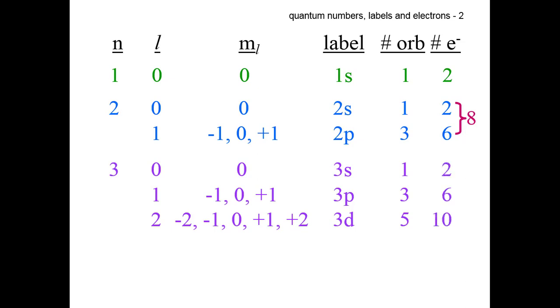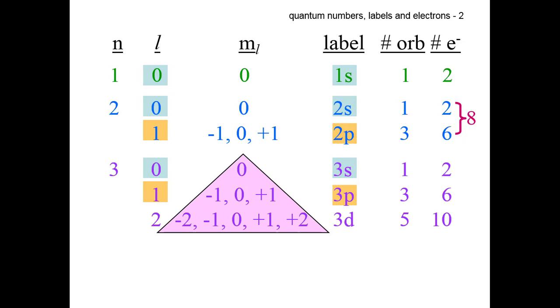Multiplying each by 2 gives 2, 6, and 10 electrons. Note that the L equals 0 quantum number corresponds to the label s. When L equals 1, we find orbitals with a p label. Also notice the triangular pattern formed in the m sub L column.